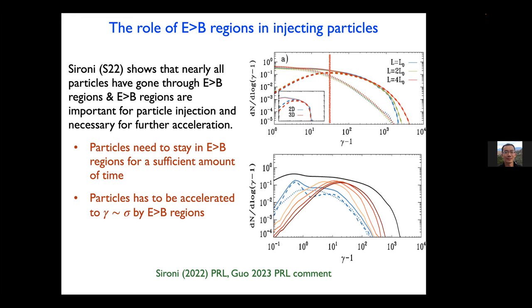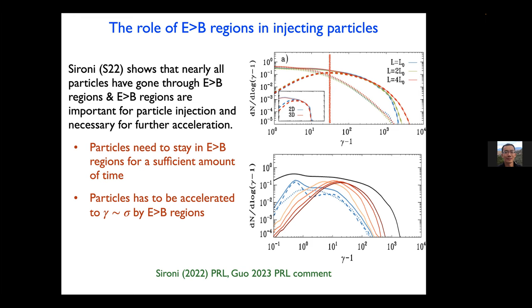So in this paper from Lorenzo Cerroni, they show there is a strong correlation between the particles that get injected into the power law distribution and the particles that go through the region with E larger than B, which usually corresponds to the X point in the reconnection layer. And they also show different analyses.